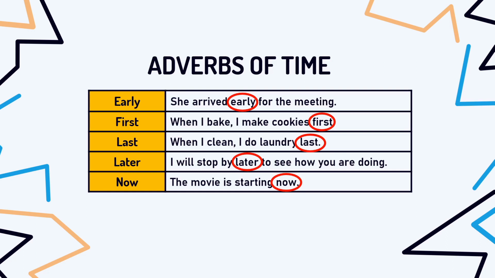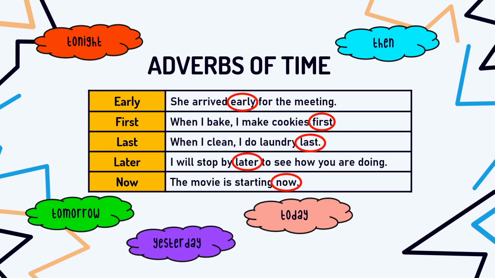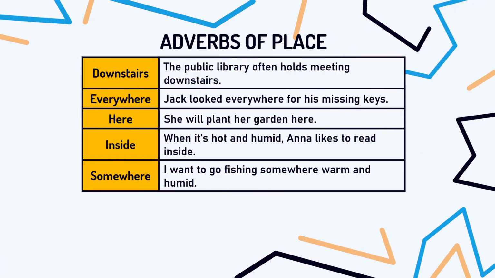Other adverbs of time are such words as tonight, then, tomorrow, yesterday, today, as well as hourly. So these are words that are categorized under adverbs of time. Then we have adverbs of place. When we're talking about adverbs of place, it is about where.